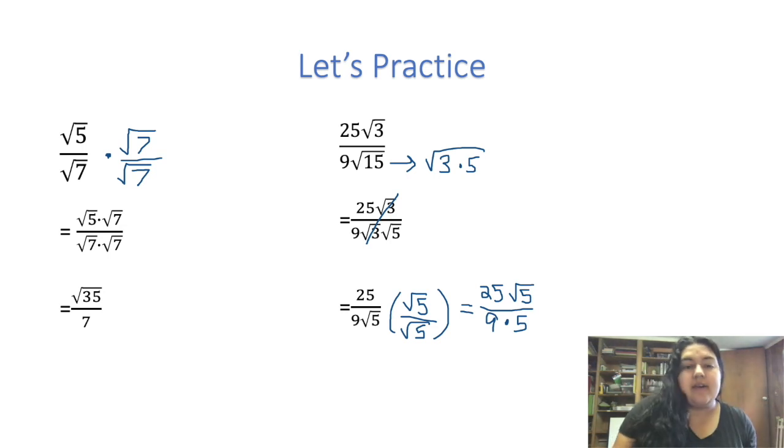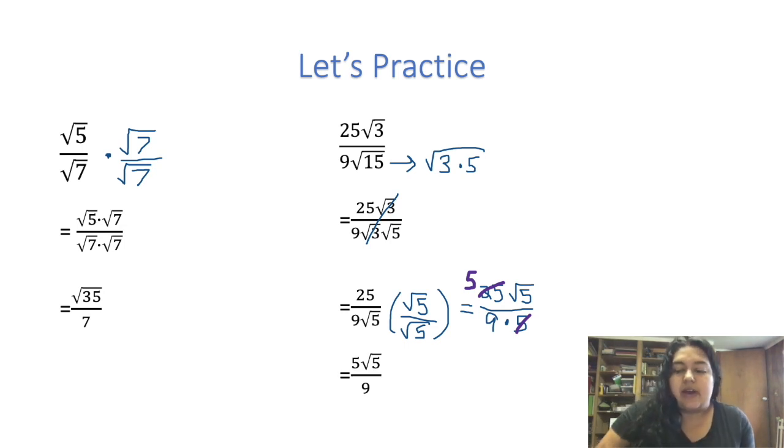So now I have 25 times the square root of 5 over 9 times 5. Why would I do that? Besides rationalizing, well, look what else I can do. I can simplify it. Again, I'm going to cross out my 5, cross out my 25, replace that with 5, and now I can rewrite my problem. So I have 5 times the square root of 5 over 9.